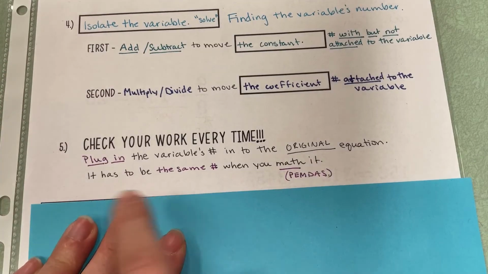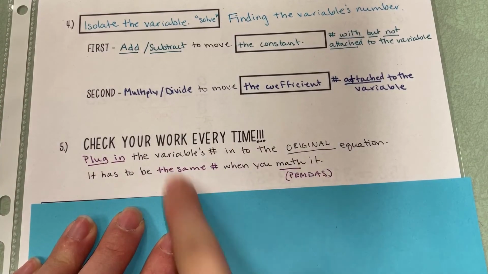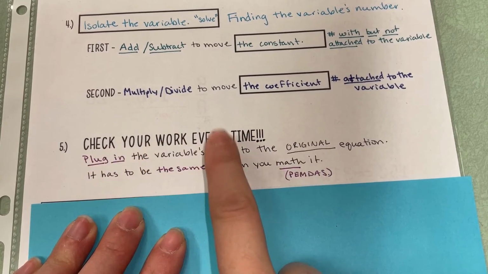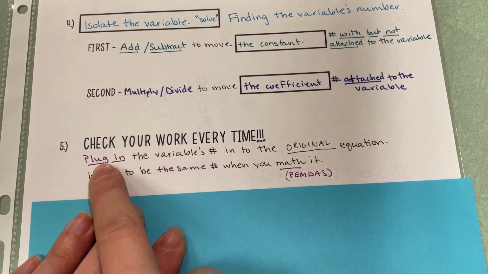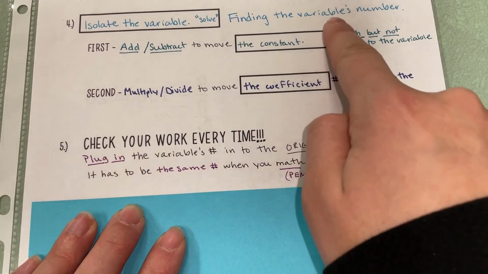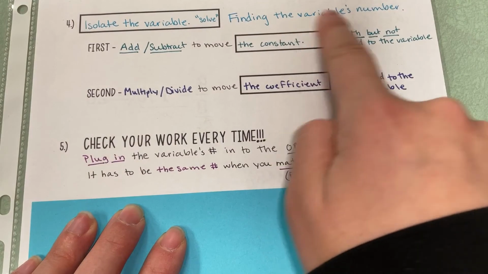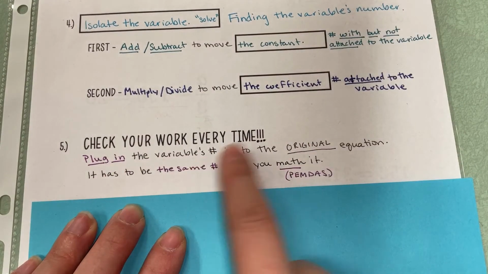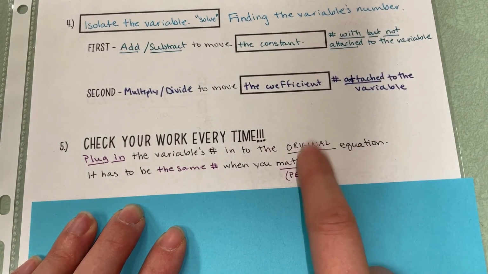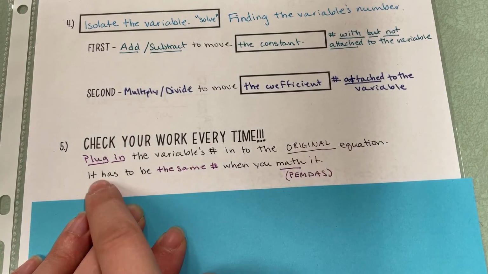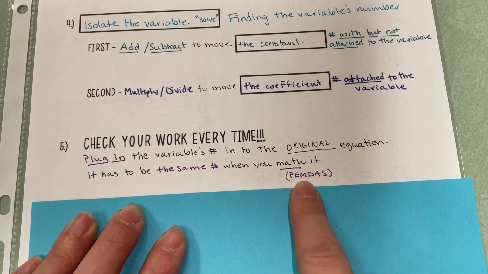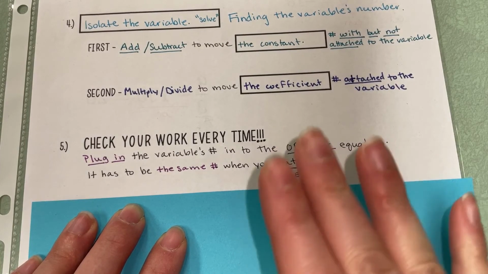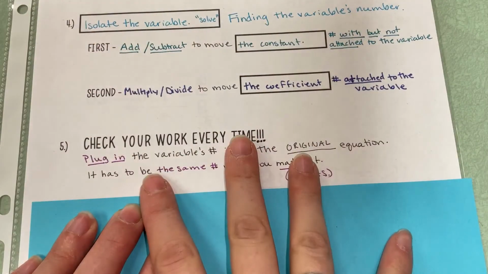The final and probably the most important step is to check your work every time. What you're going to do is plug in the variable's number, which is what we found during step 4. We find the variable's number, so you're going to plug that number into the original equation, what we started with. It has to be the same number when you math it. And when I say math it, you have to use your Please Excuse My Dear Aunt Sally or your calculator. And again, we're going to go through this. This is just a checklist.